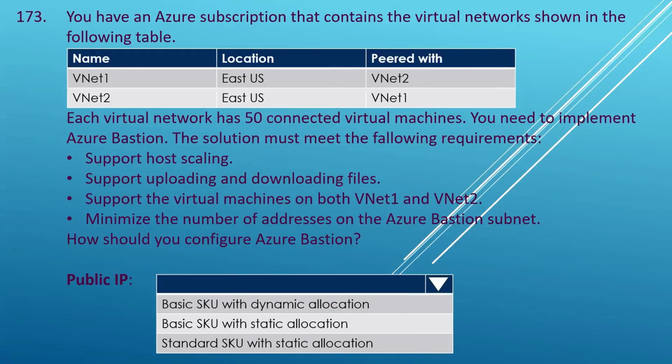Now, the next part of the question is regarding public IP, and your options are basic SKU with dynamic allocation, basic SKU with static allocation, and standard SKU with static allocation. And the correct answer here would be standard SKU with static allocation. Again, let's head to documentation to read more about public IP with Azure Bastion.